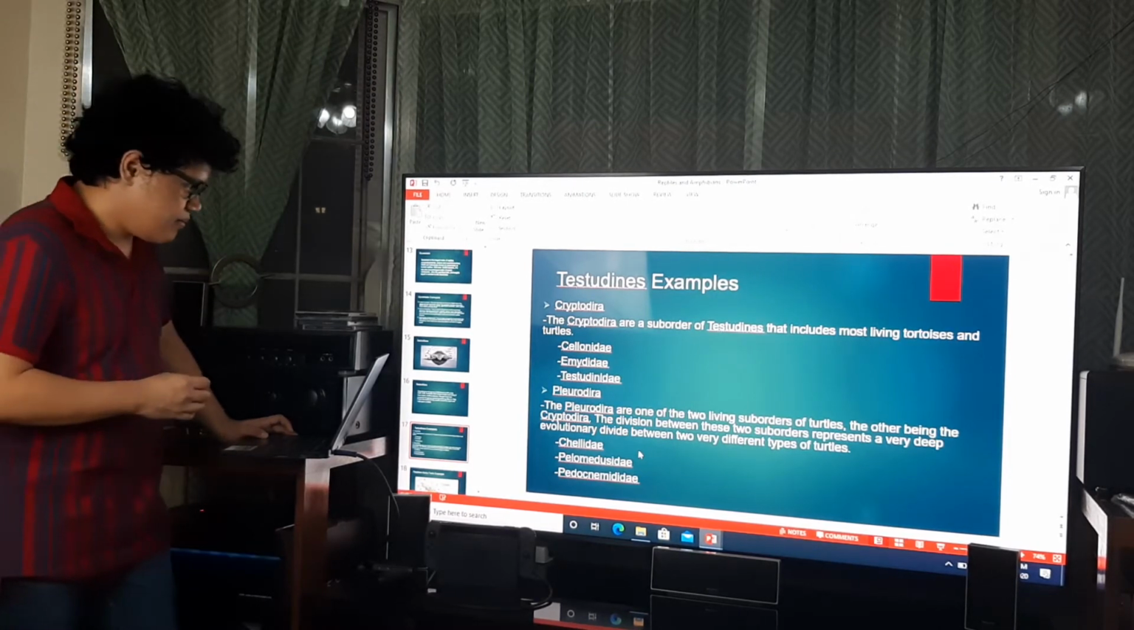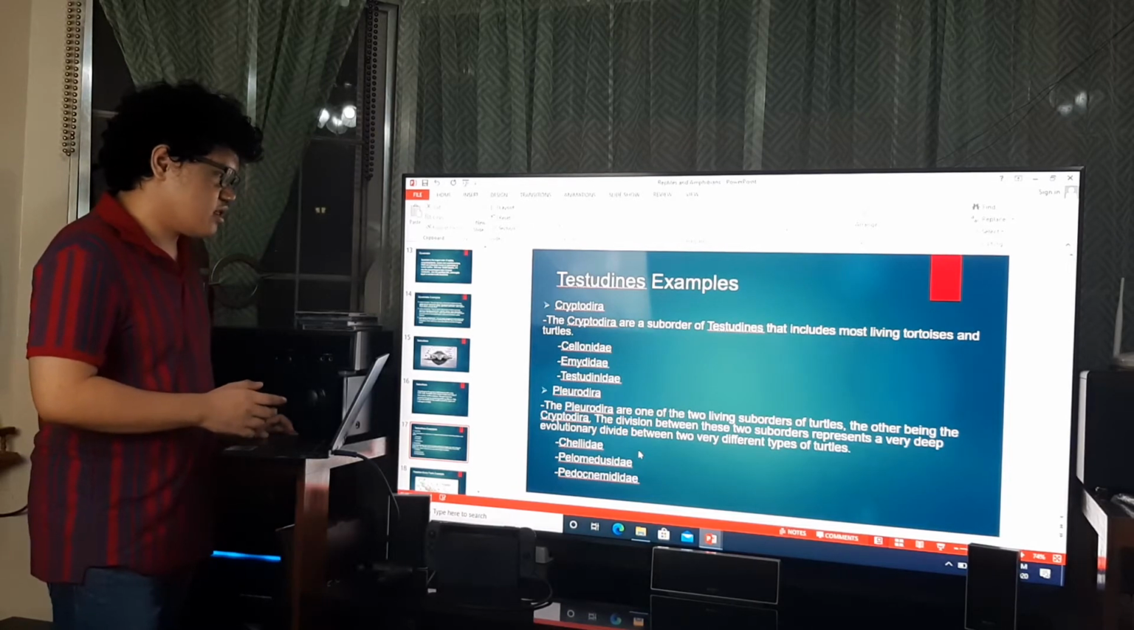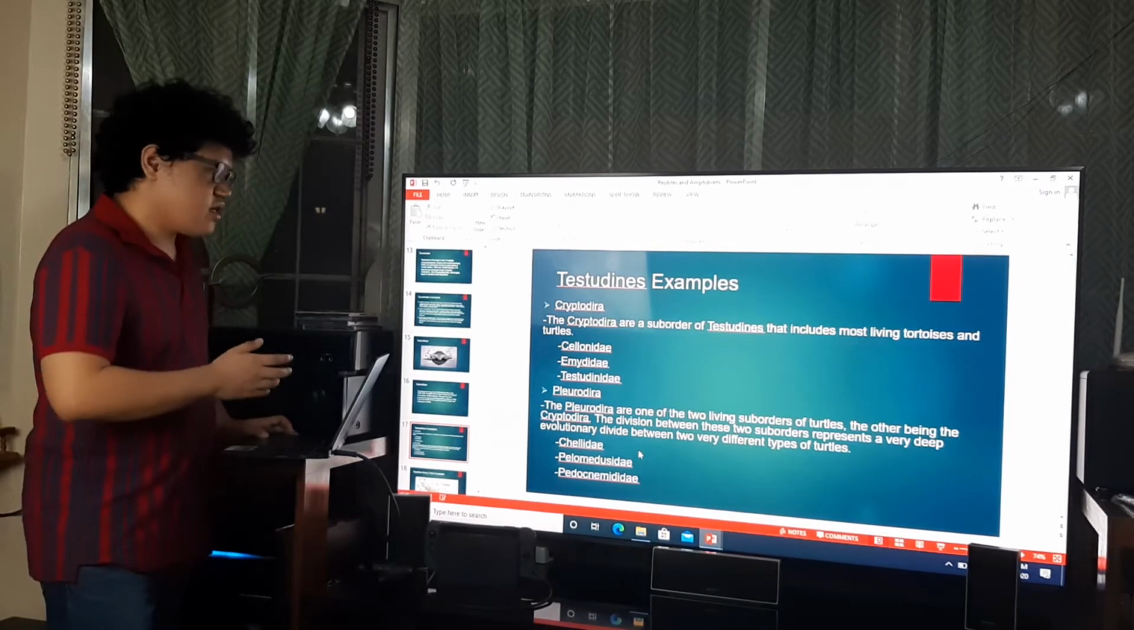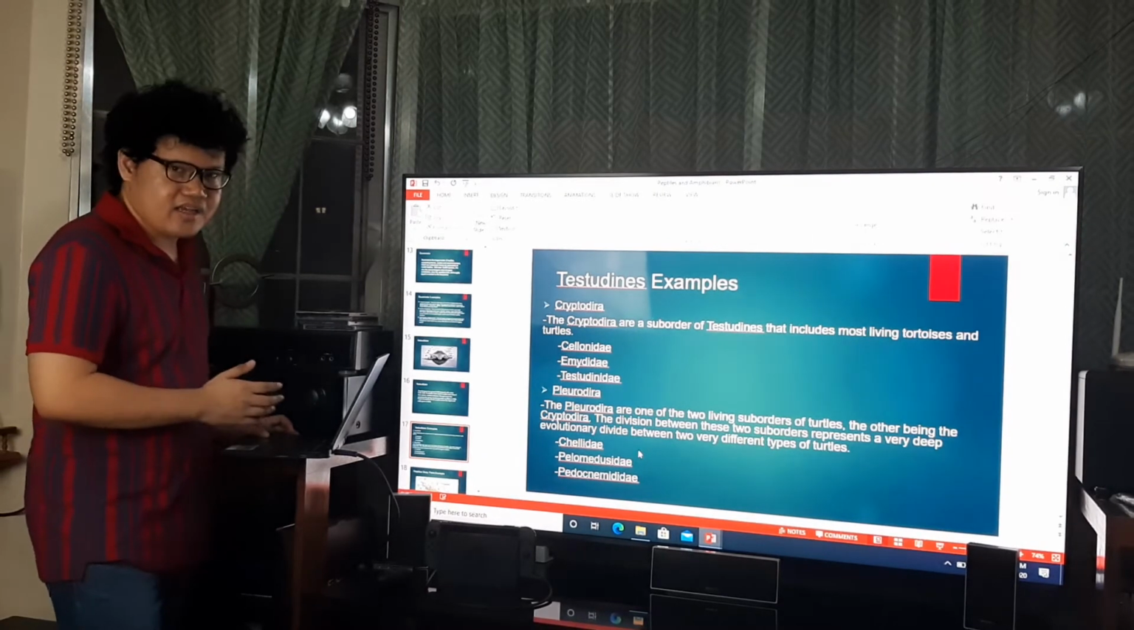Cryptodira. The Cryptodira is a suborder of Testudines that includes most living tortoises and turtles. Examples are Cheloniidae, Emydidae, and Testudinidae.